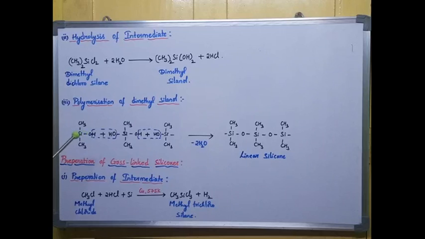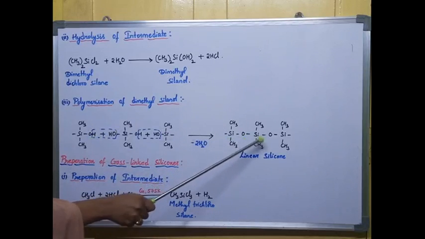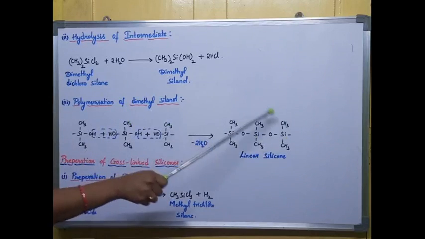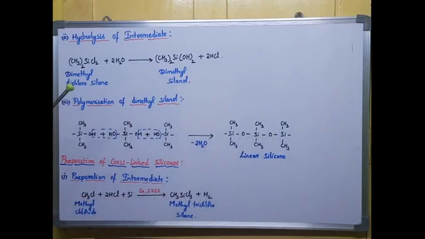Polymerization is nothing but arranging the monomers in a particular order and removing the water from this arrangement. I am arranging 3 molecules of dimethyl silanol and removing 2 water molecules from this. So I am getting the Si-O-Si linkage. You can clearly observe, finally we are getting the linear silicone polymer as a product. So this is just about the preparation of linear silicones.